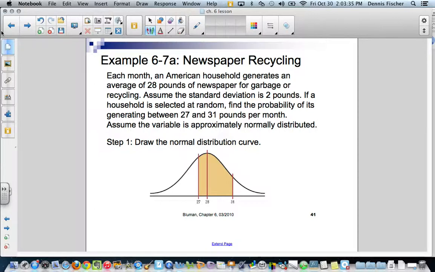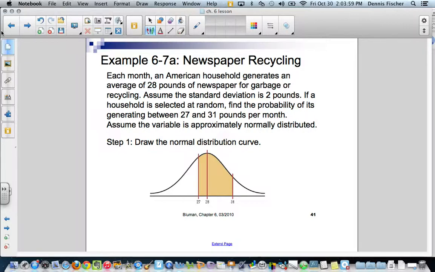And you can tell this book is old. Would you say 28 pounds is pretty high for newspapers a month? Now if they said newspapers and junk mail, I'd probably say pretty close. But newspapers, I don't think people buy that many anymore. It's online. You might have a few magazines, but I think it's a little high.